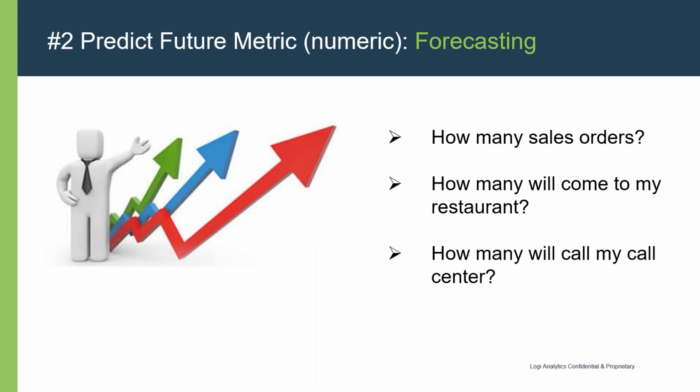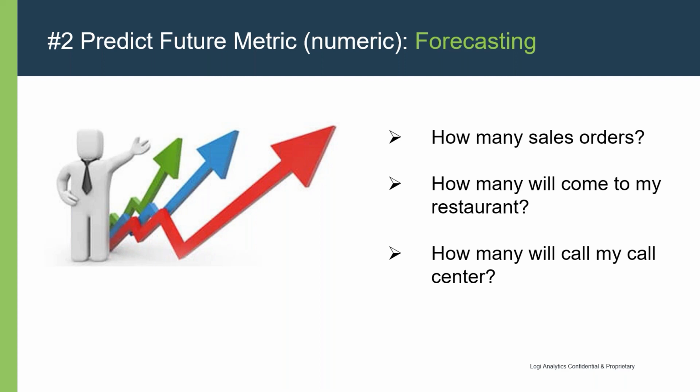The second one is forecasting, where we are predicting a numerical outcome. In this case, we are predicting how many customers would call my call center this week, and how many customers would show up in my restaurant. If it is more than 50, I may need to hire more people to staff my restaurant. If it's less than 50, I'm okay.